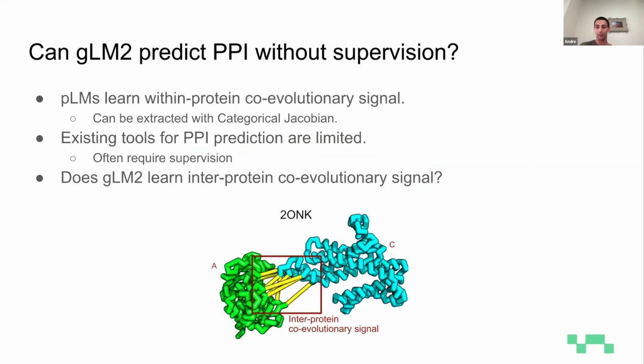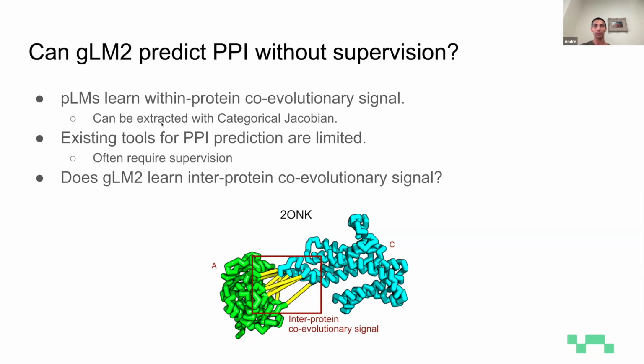So we asked ourselves, what is this model learning, and is it able to pick up on co-evolutionary signal between proteins? This is inspired by work showing that PLMs learn within-protein co-evolutionary signal. During training, they learn the mapping: if one amino acid changes in this location, does something else change in a different location? That can frequently signify some kind of interaction between those two locations, or binding, for example. And this can be extracted with the categorical Jacobian, which is from Sergey's group.